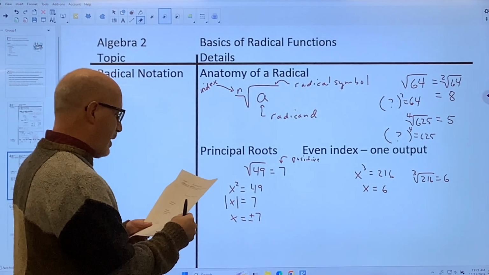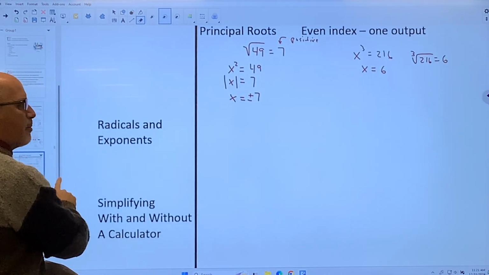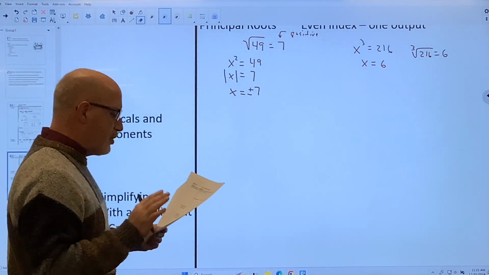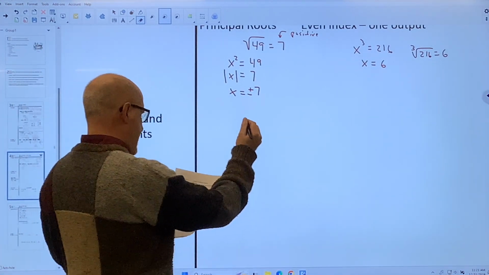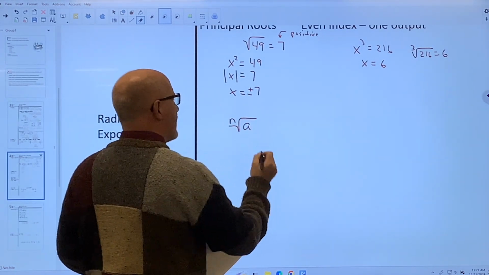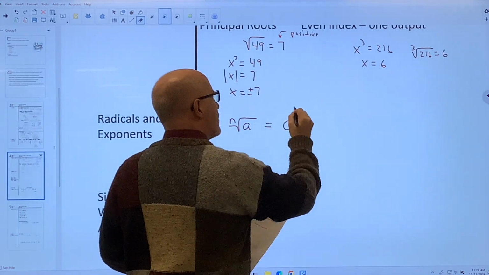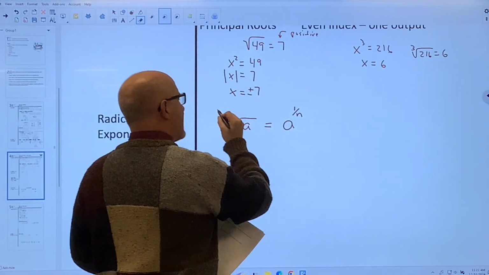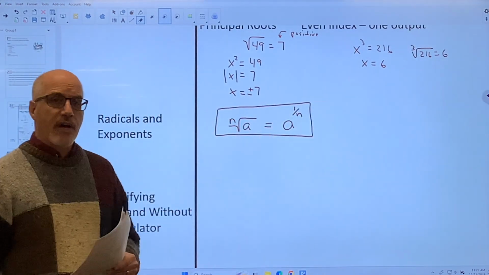All right, so let's go ahead and do radicals and exponents. Talk a bit about that. Just so you're aware, this will be a new idea for most of you. And the new idea is that if we take this radical, which is the nth root of a, and we want to write it as an exponent, this is a new rule to know: the nth root of a equals a to the 1 over n power.